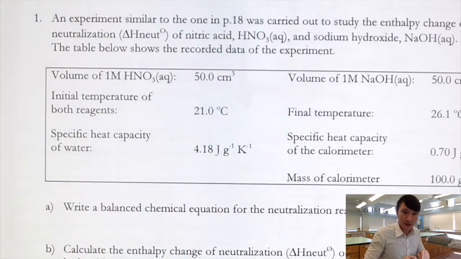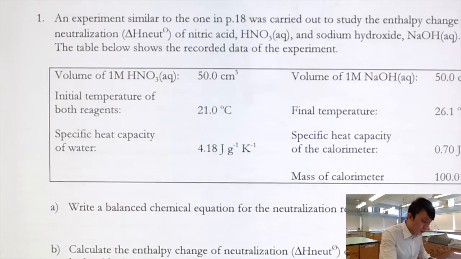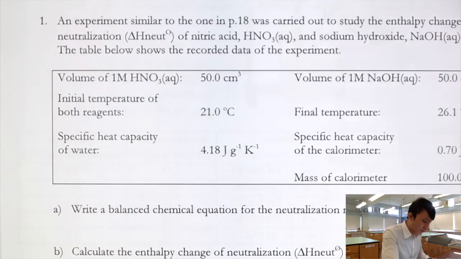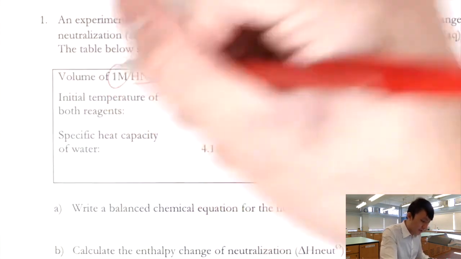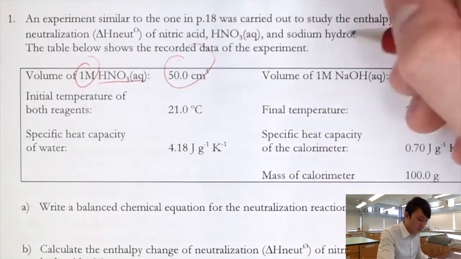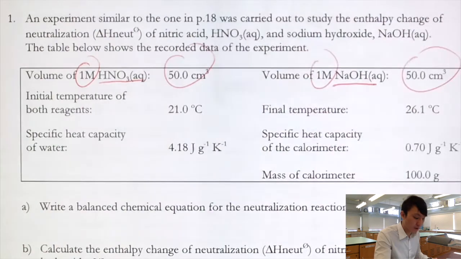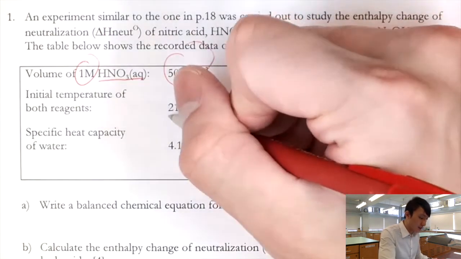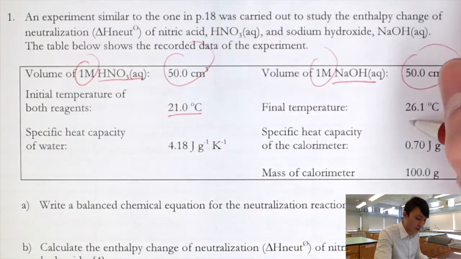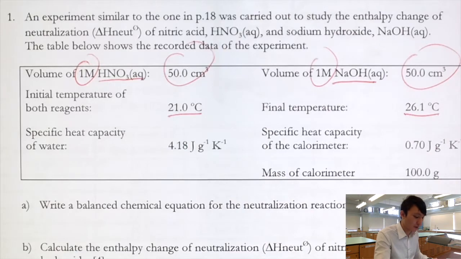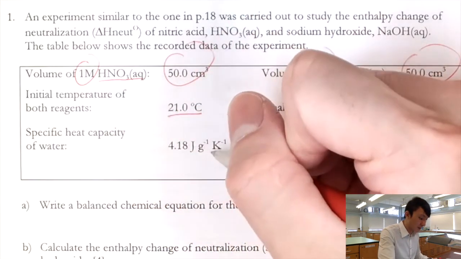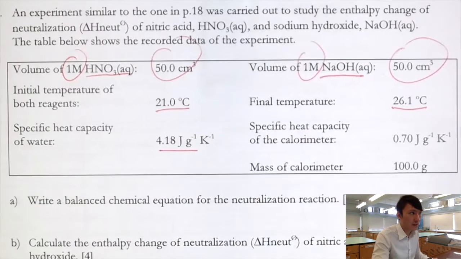All right, so let's have a look. So right now we have nitric acid 1 M, 50 cm cube, sodium hydroxide 1 M, 50 cm cube, so altogether will be 100. The initial temperature is 21, the final temperature is 26.1, of course, because it's exothermic. Specific heat capacity of water is given, but this time pay attention here.